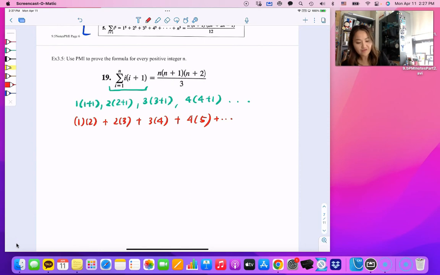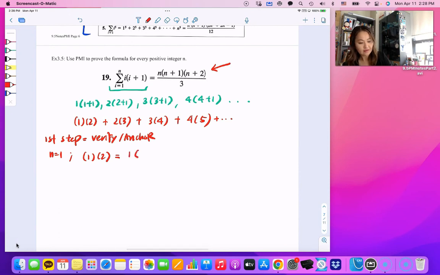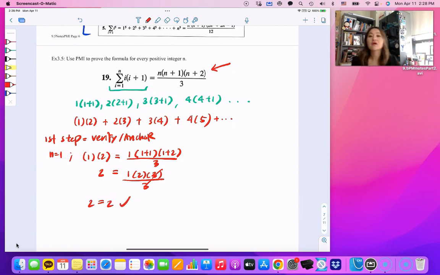So when you're verifying, the first step, verify or anchor, think of it this way. Let n equal 1. So the left side is 1 times 2, right? Does that equal the right-hand side? It's going to be 2, so let's see if it equals 2. 1 times 1 plus 1, 1 plus 2 over 3. This is 1 times 2 times 3 over 3. So 2 equals 2. Believe it or not, this works.